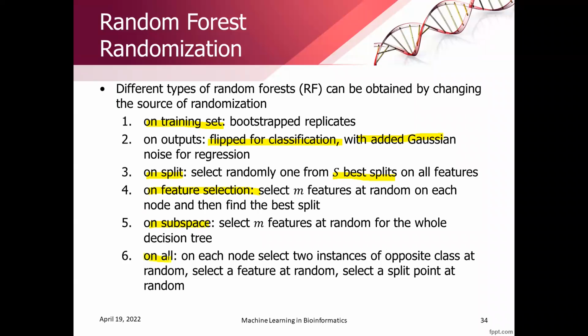Or on each node we select 2 instances of opposite class, and we select a feature, and we select a split point at random. Actually, this is a little similar to the decision stump. So we build some very small decision trees, but we build a huge number of such trees. Usually for a decent task, we use several hundreds of decision trees in a random forest.